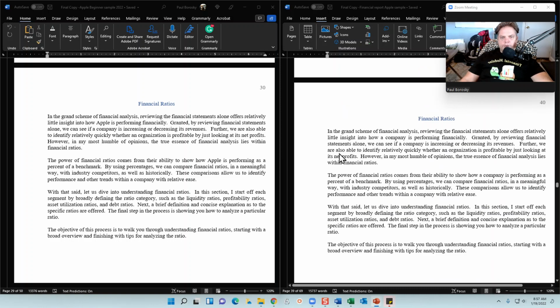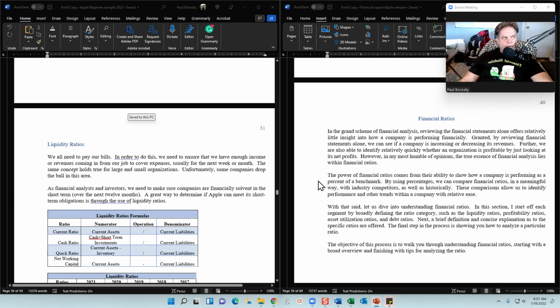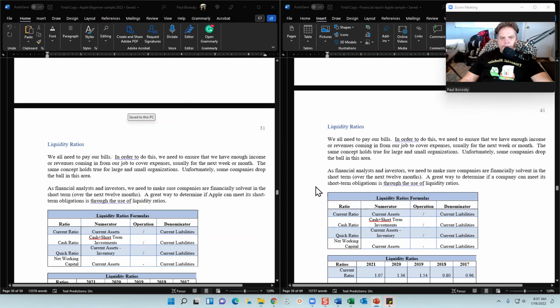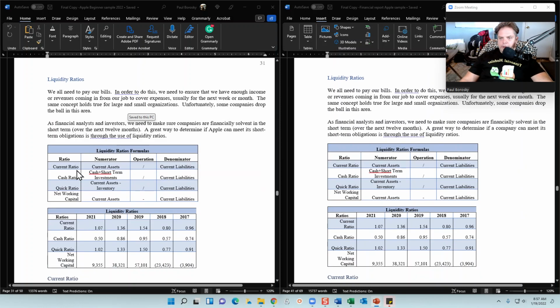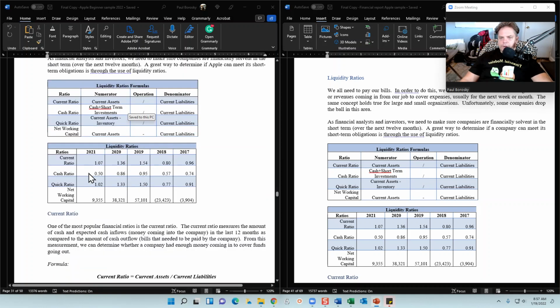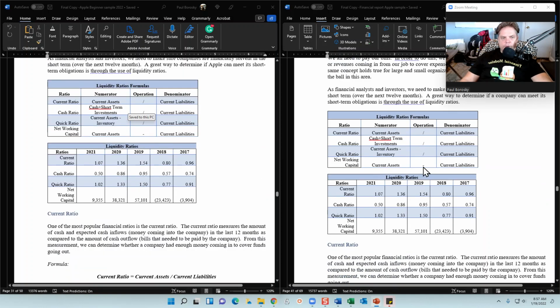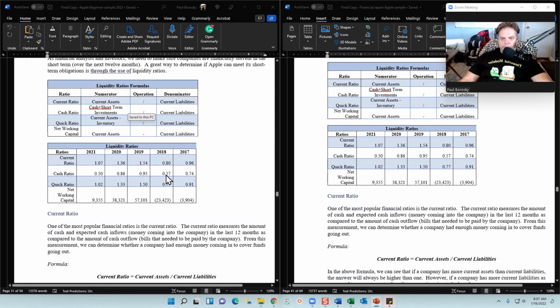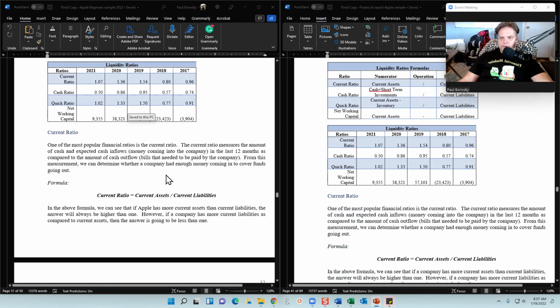So again, we start off the same between the beginner's guide here and the financial report here. And then what I do is I'm going to give you all the calculations for various ratios. So here are the calculations that I use. And then here's a summary of the liquidity ratios. So again, both documents are the same.